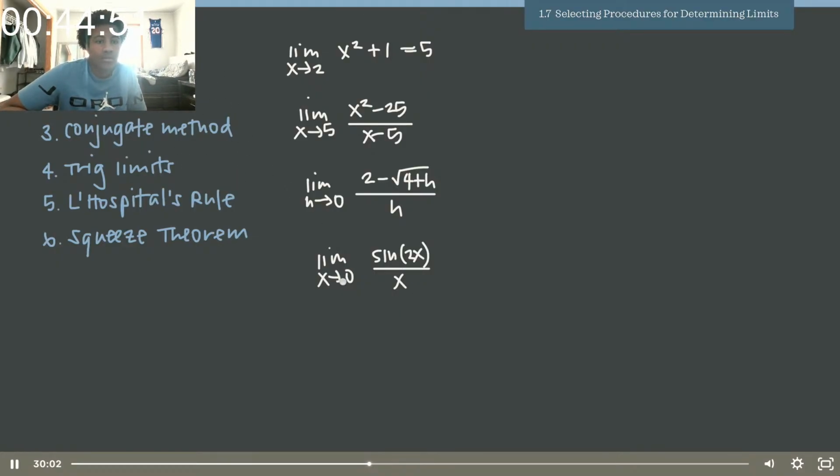And if you use substitution to find that you have an indeterminate form, for example, in all three of these cases, if we use substitution, we get 0 over 0. That's an indeterminate form. If you find that indeterminate form and none of these other methods work, L'Hopital's rule is going to be the next thing you want to try to see if that works.